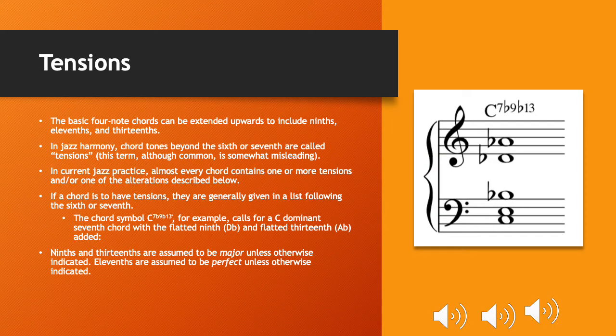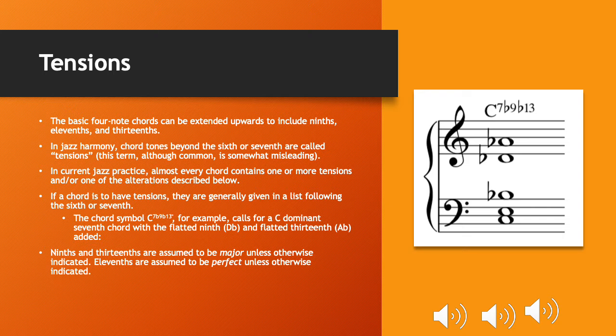Tensions. The basic 4-note chords can be extended upwards to include ninths, 11ths, and 13ths. The reason they use these chords is our chords in jazz are built off of thirds. So we went first, thirds, fifths, sevenths. We skip eighths and go to ninths. We skip tenths and go to 11ths. We skip 12ths and go to 13ths.